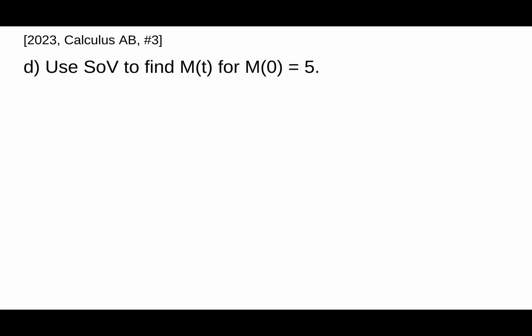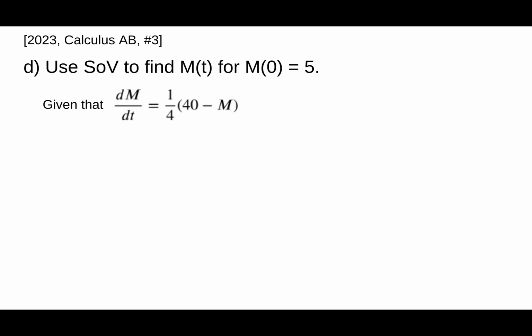In part D, we are asked to use separation of variables to find M(t) using the initial condition that M(0) equals 5. Now, one thing to understand about questions with separation of variables, even if they don't specify that you're supposed to use separation of variables, oftentimes it is the only way to solve the differential equation, and so if you don't use separation of variables, you are ineligible for many, if not all, of the points for that part of the question. So just keep that in mind. Even if it's not explicitly stated, you should almost always assume that you're going to use separation of variables to solve these differential equations.